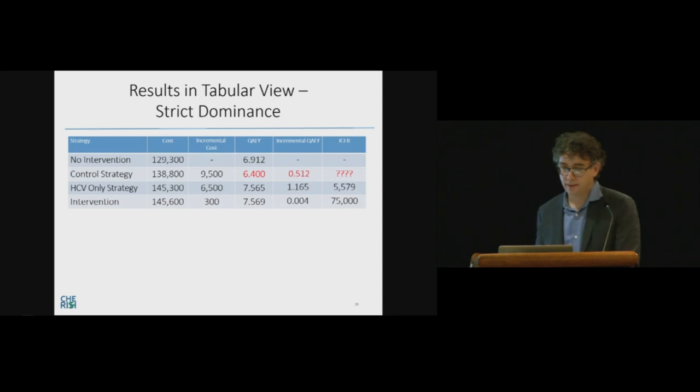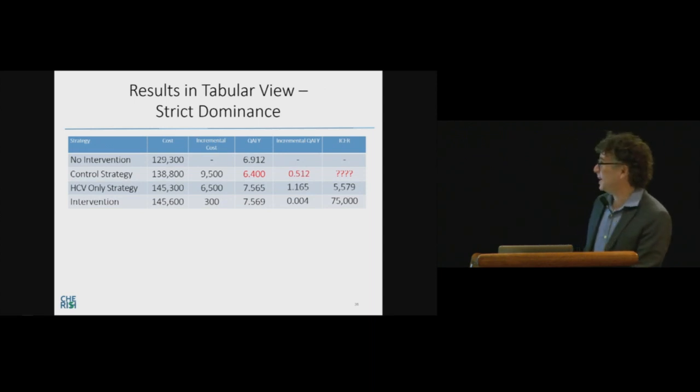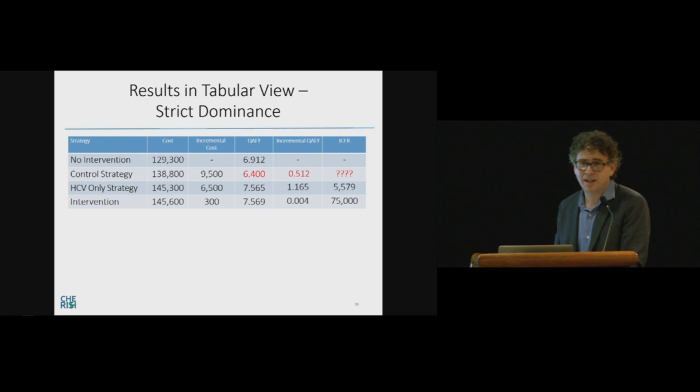If we try to make an ICER, if we try to come up with the incrementals, we get this negative 0.512. So what do we do with that, right? I put the question marks there. Do we have a negative ICER? It's hard to interpret because it's irrational, right? And so really what we want to do is just cross it out entirely, right? It's not something we should be considering. It should be eliminated from the decision space.